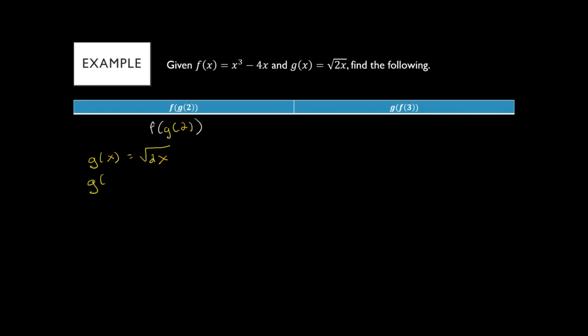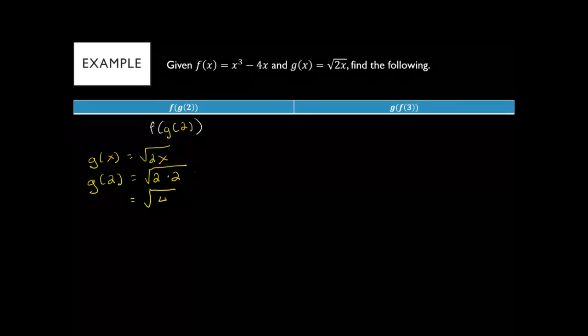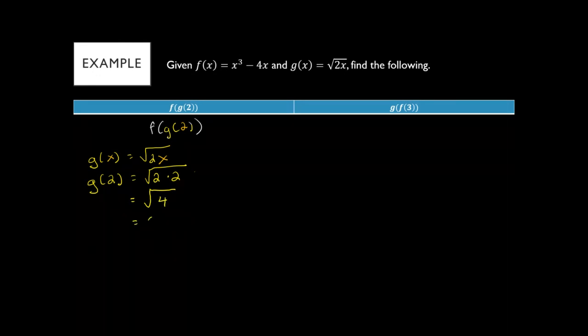So g of 2 is the square root of 2 times 2. And with functions we evaluate, we only do the right side. We don't do the left. So that's 2 times 2, which is 4, and the square root of 4 is 2. We're assuming the positive square root here because we're evaluating, we're not solving.